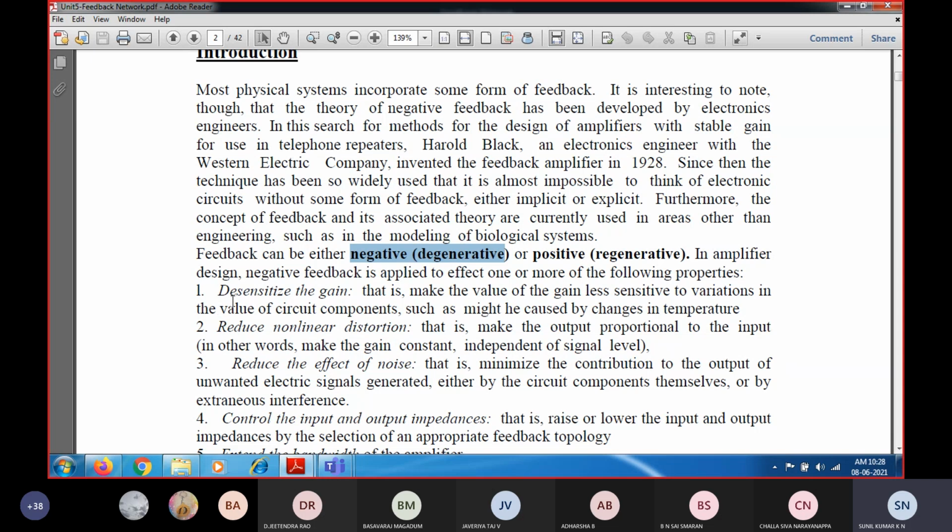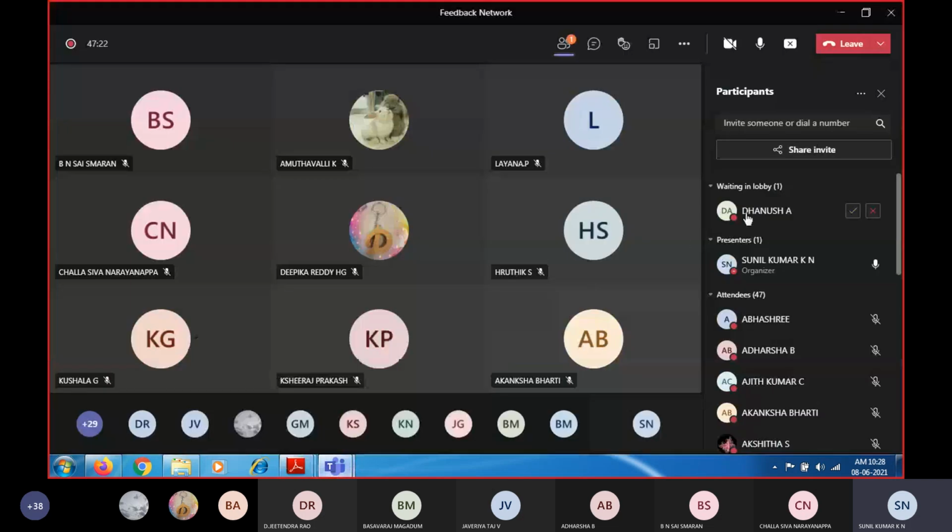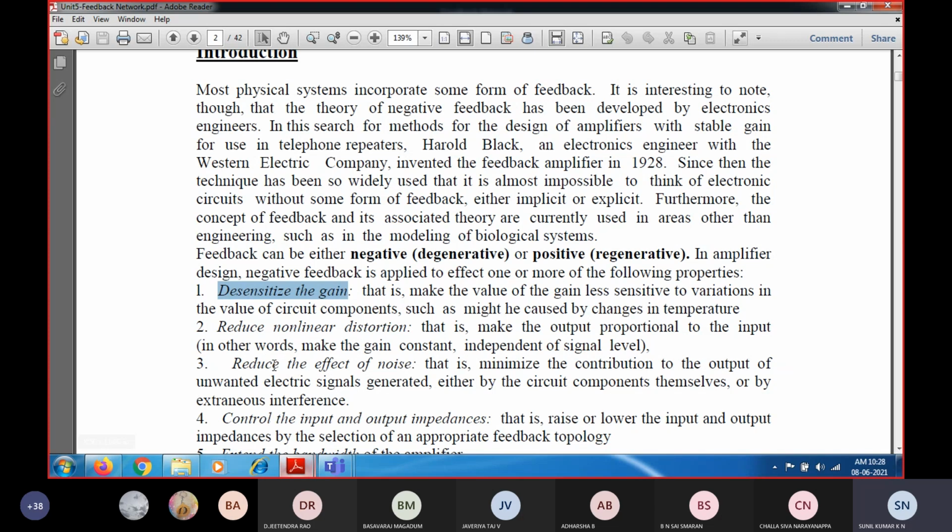The first important property is desensitizing the gain. What does desensitizing the gain mean? Gain means an amplifier; an amplifier will have a certain gain, and we are making that gain desensitized. That means the gain will not depend upon external things. So either you can call it desensitizing the gain or gain desensitivity.